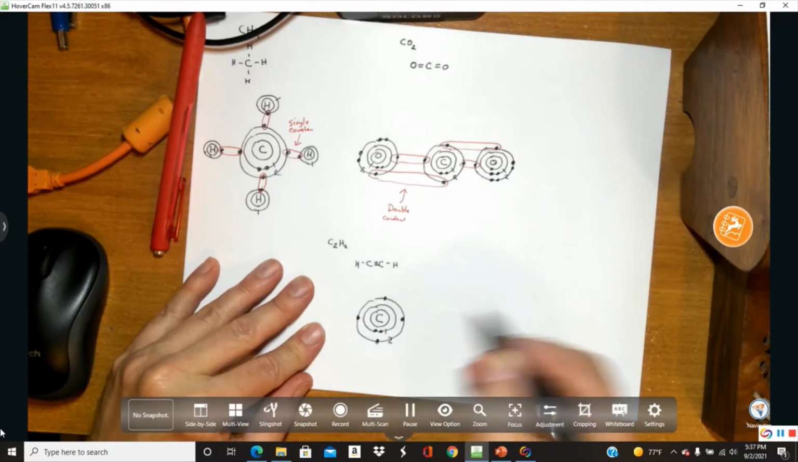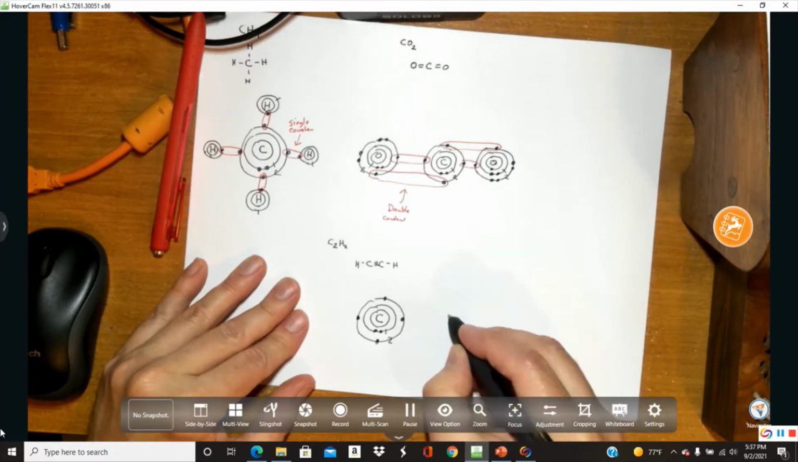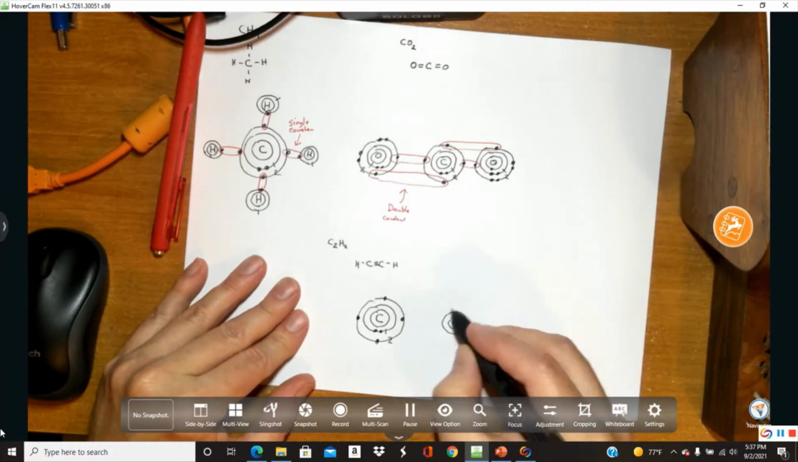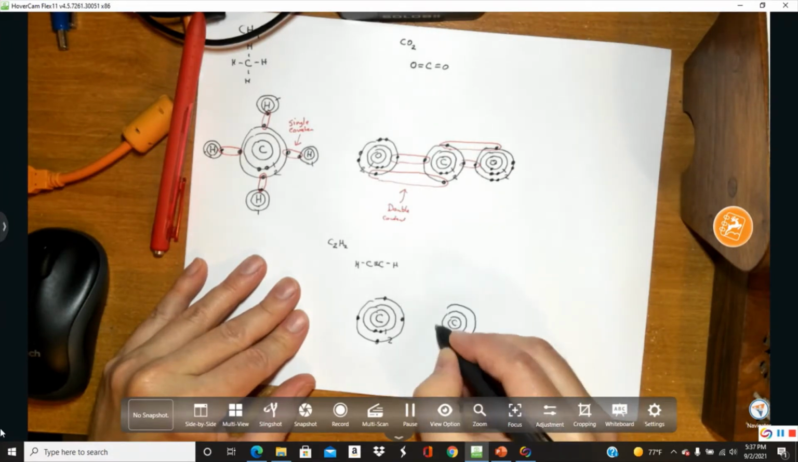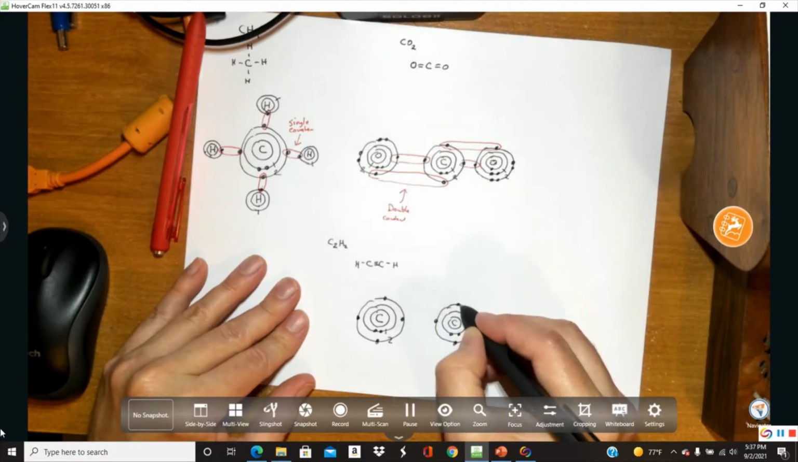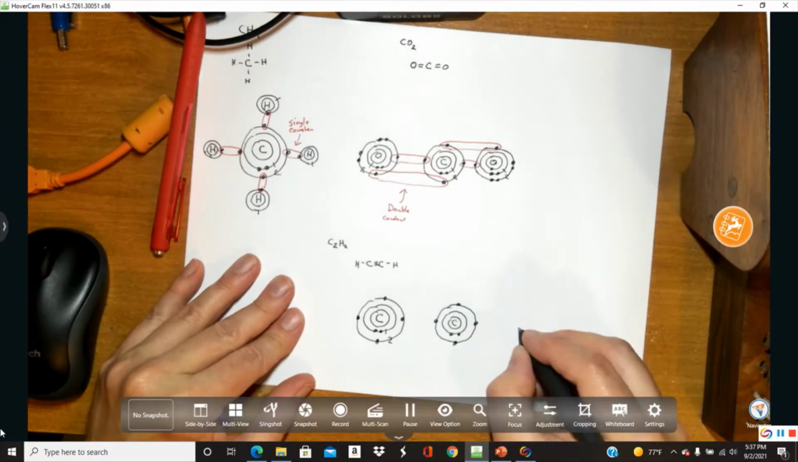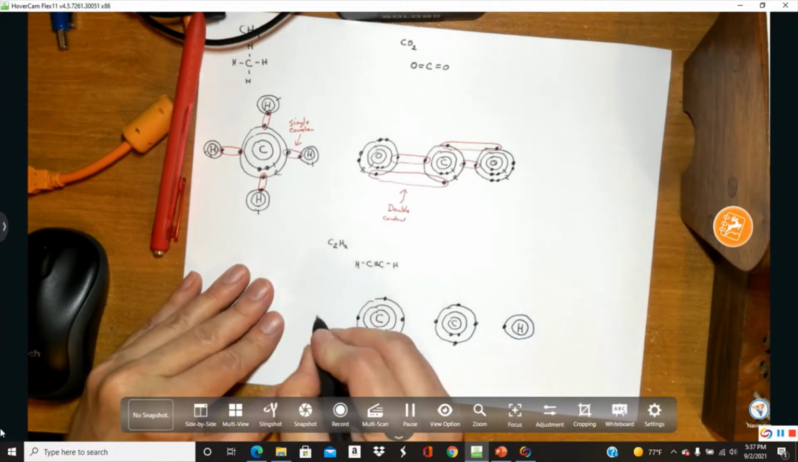Now, carbon again. All right. And then hydrogen. So we've drawn a couple little hydrocarbons today, is what they're actually called.